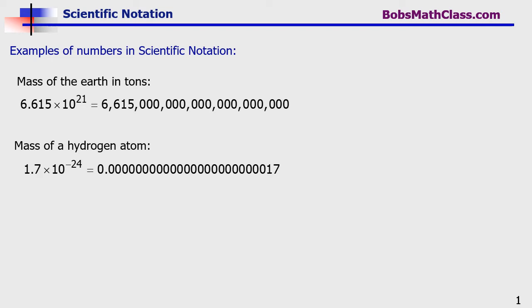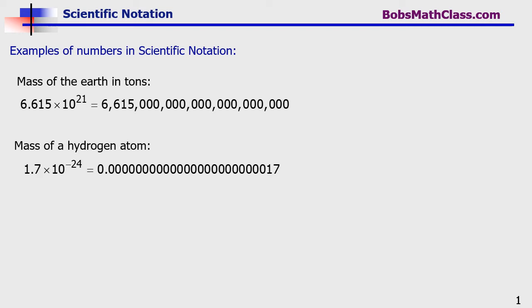The next one is the mass of a hydrogen atom, 1.7 times 10 to the negative 24. And that's equal to the number on the right. Look at all those zeros. So you could see why we like to use scientific notation for these super huge numbers or super small numbers.